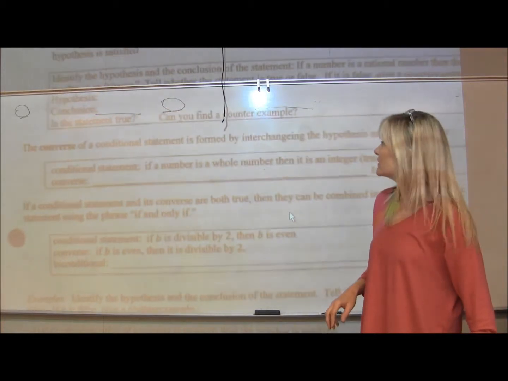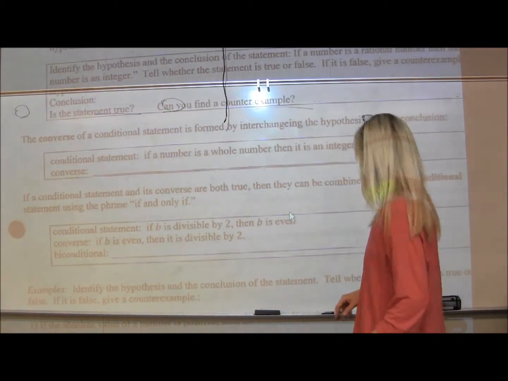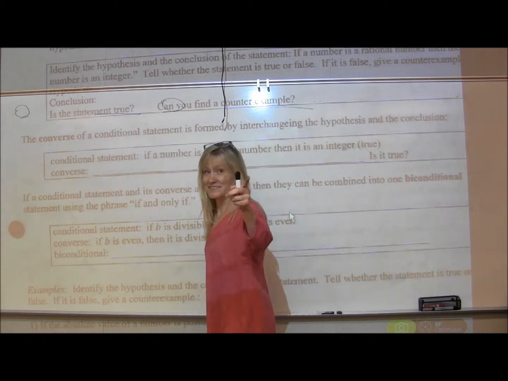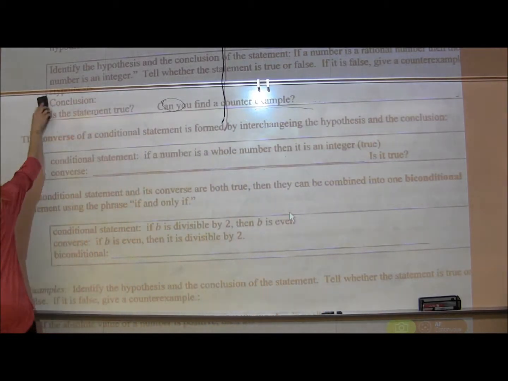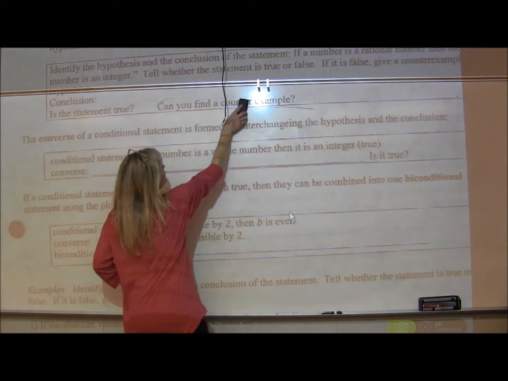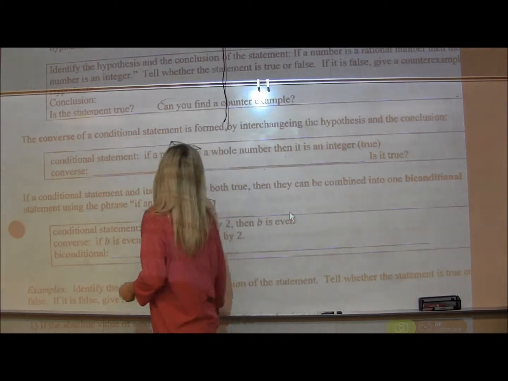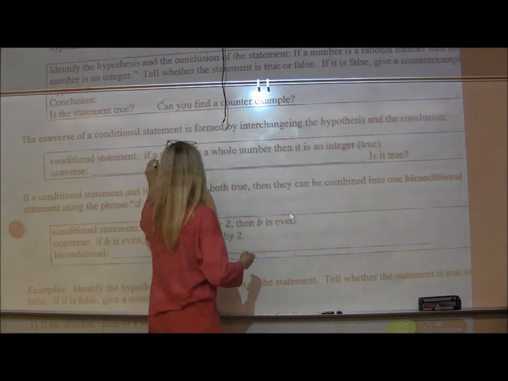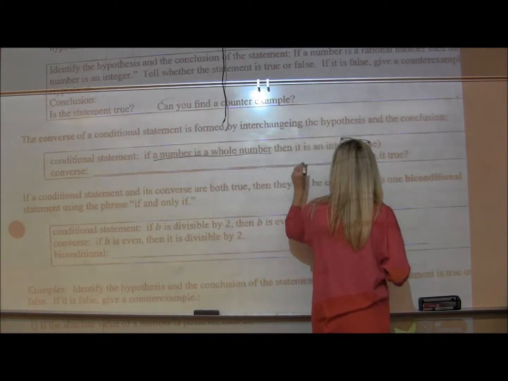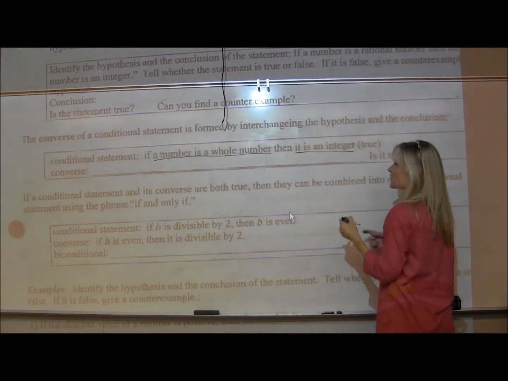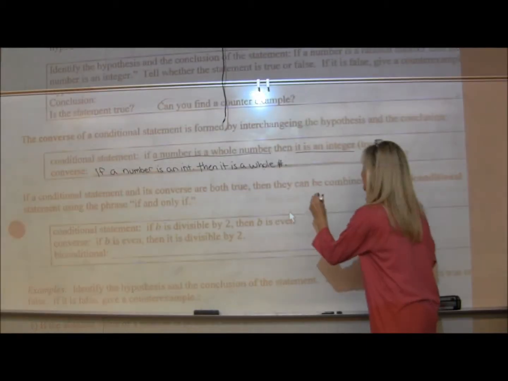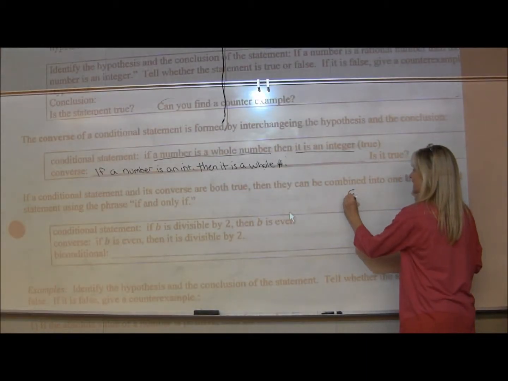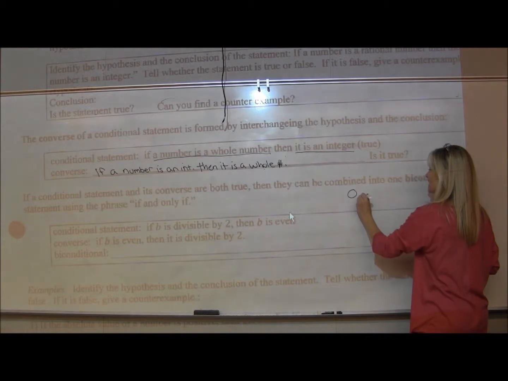Okay, so now some more vocabulary. The converse of a conditional statement is when you interchange, switch, the hypothesis with the conclusion. Okay, so here's another one. If a number is a whole number, so there's your hypothesis, then it is an integer. So the converse would be: if it's an integer, then it's a whole number. Let's look at that. This one's true, this one's not.